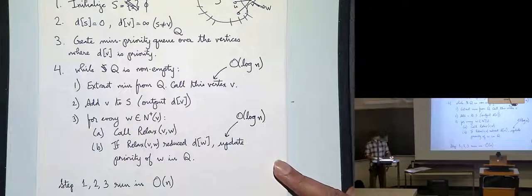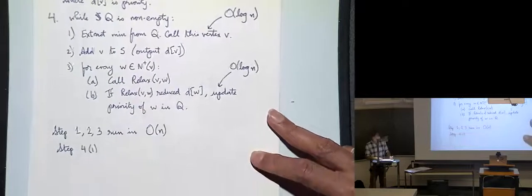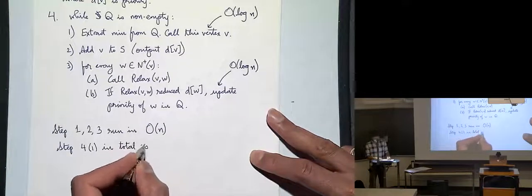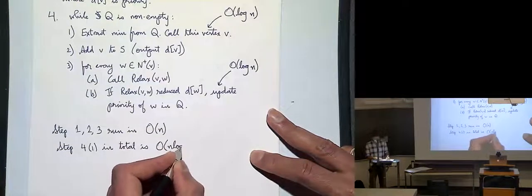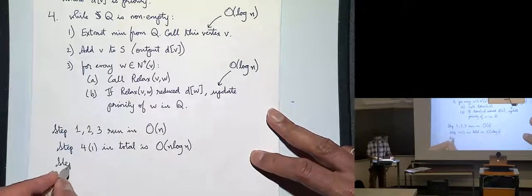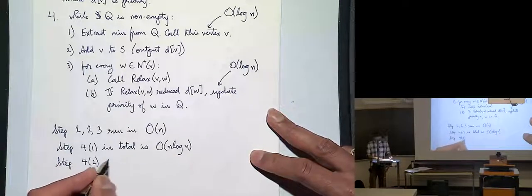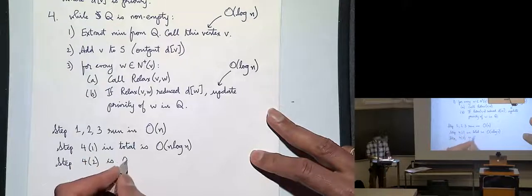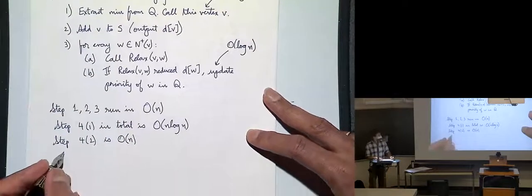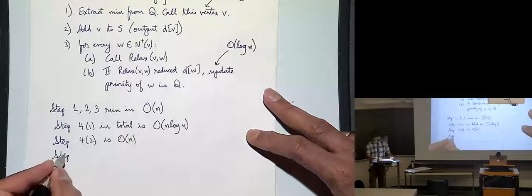So step 4.1 in total is O of n log n. Step 4.2 is just O of n. You're just doing some standard operations.